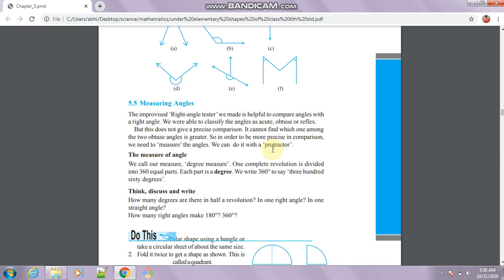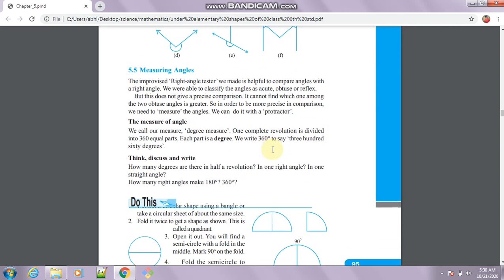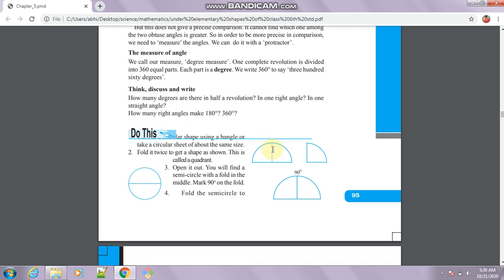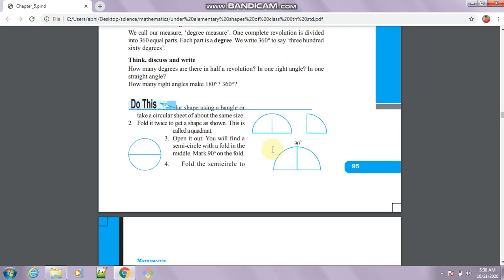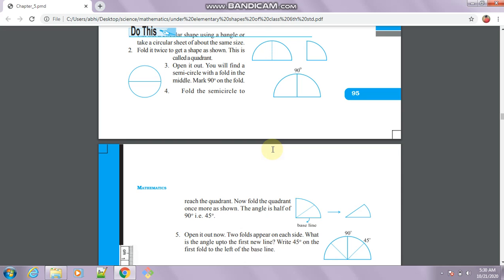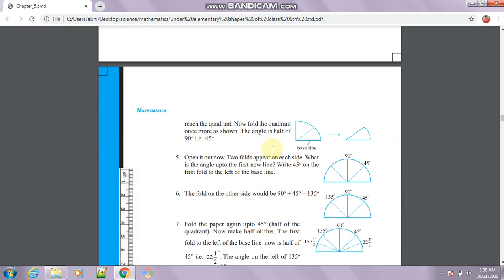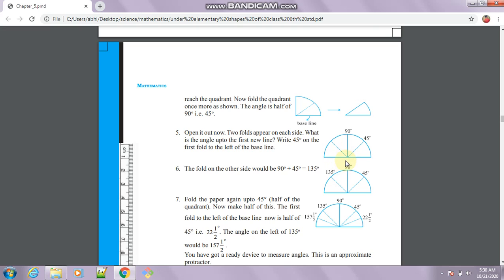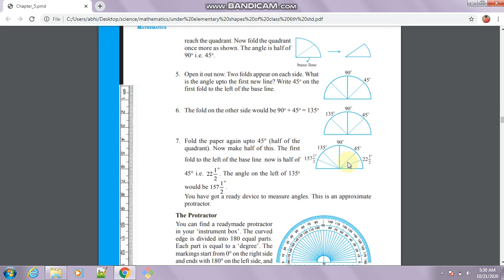We need a protractor. We require a protractor. Last year, you studied how to measure with the protractor. So, this year also you will be learning how to measure with the protractor. Students, this is the type of protractor you have seen already. I'll show you this.